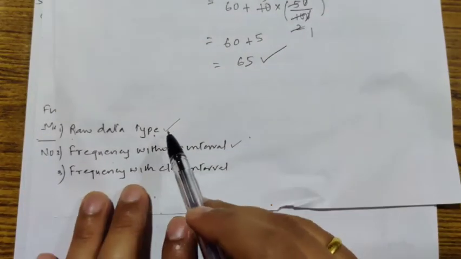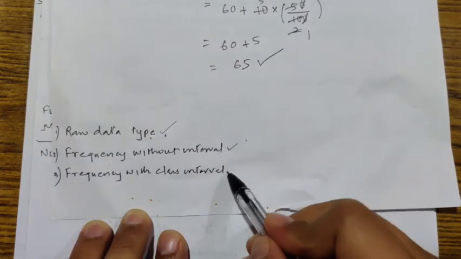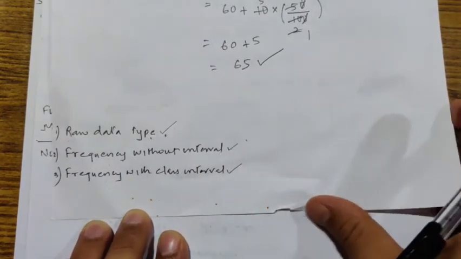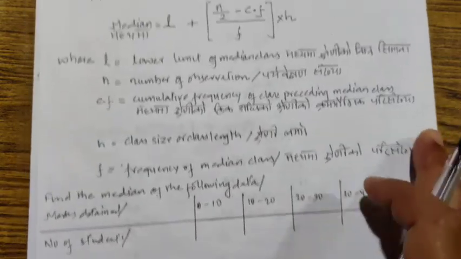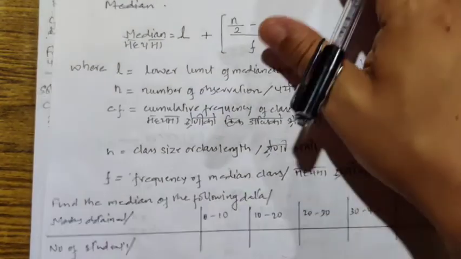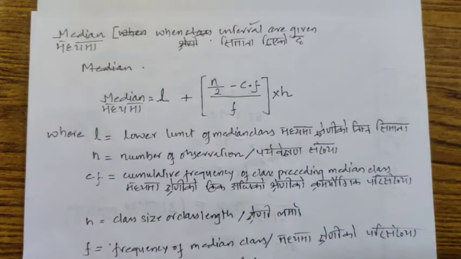Okay people, we are done with raw data type. We are done with frequency without interval. Now we need to do frequency with class interval. Okay, let's begin. Class interval. Remember, exclusive, inclusive. I hope you all remember that. Yes. So when something is given in class interval, this is the formula. So you can pause the video, okay, and copy down this formula.